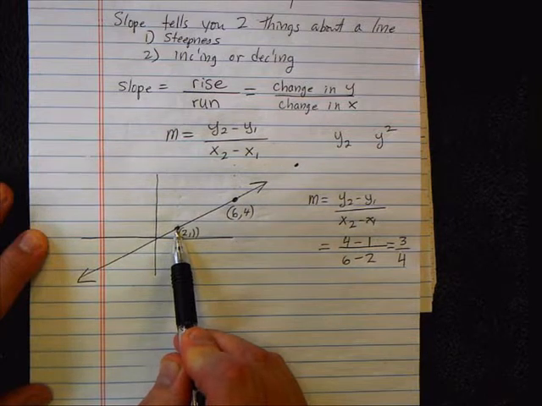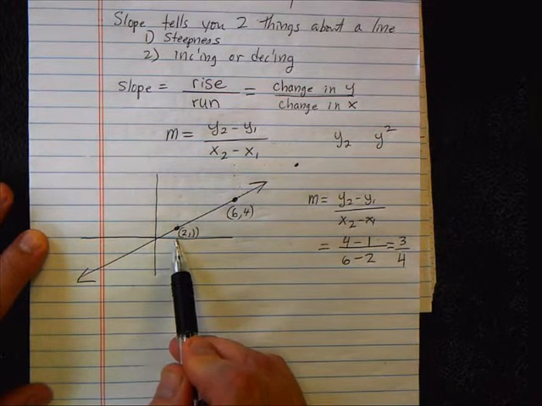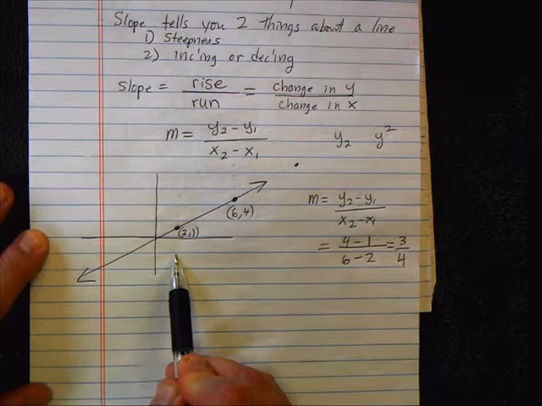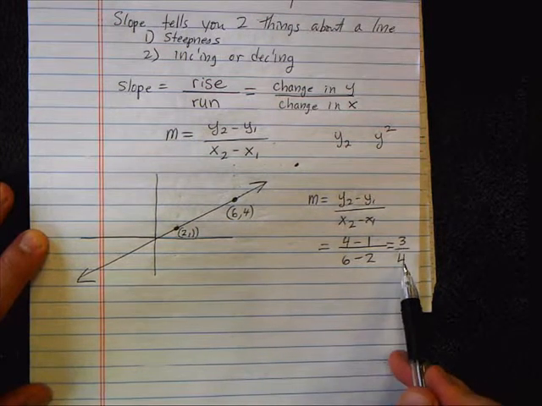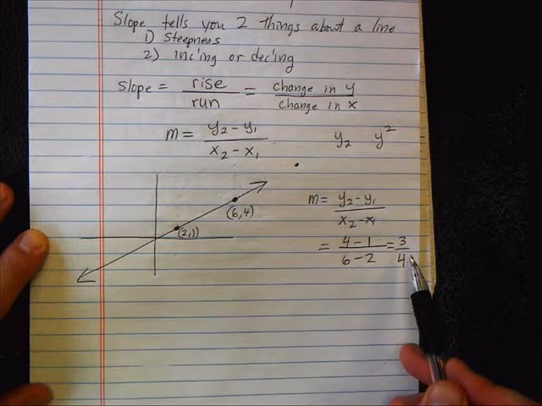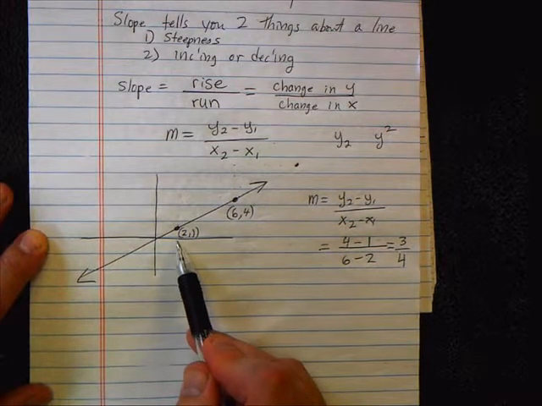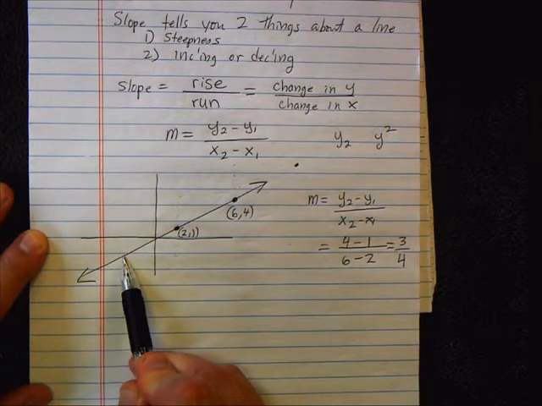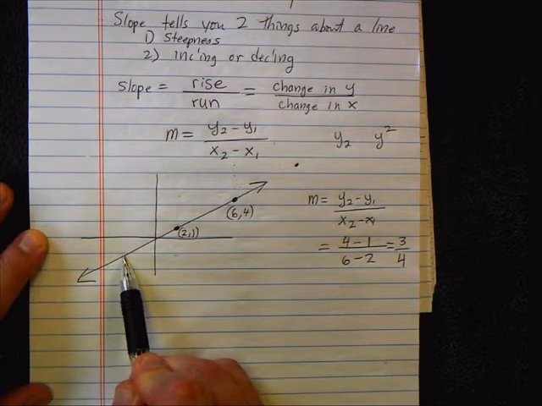By the same token, I could also start right here. I could go down 3, which would be negative 3. 1, 2, 3. And then what would I have to do? Go left 4. Because if I had negative 3 divided by negative 4, if I divide 2 negatives, that turns out to be a positive, doesn't it? It's the same number. So I could start here. I could go down 3, 1, 2, 3. And I could go left 4, 1, 2, 3, 4. And once again, I would end up right on the line.